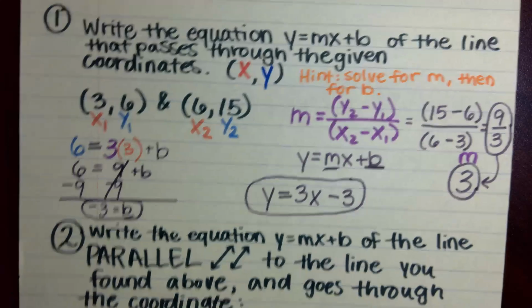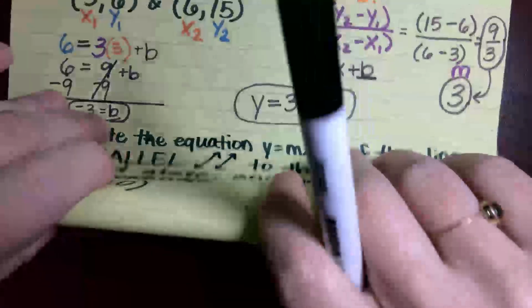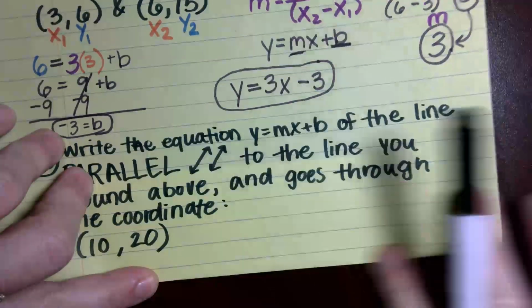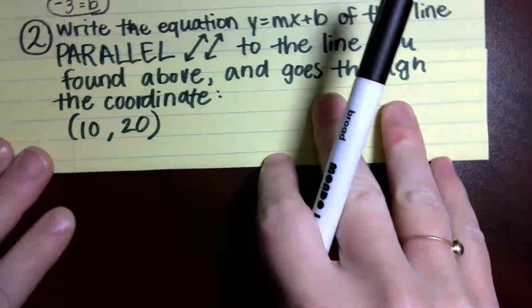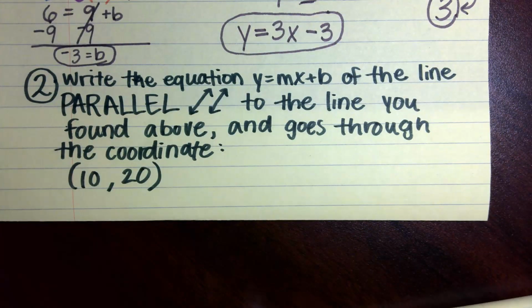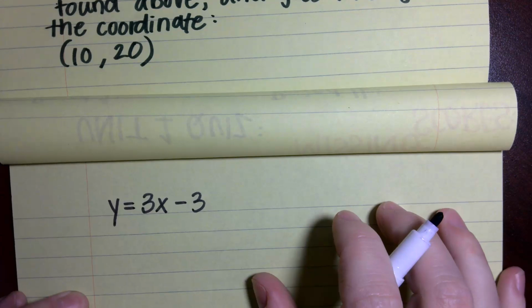Now, I did not give myself very much room to do my work, so I am going to just fold this over and attach another paper here. All right, so we found our equation. It was y equals 3x minus 3. I'm going to rewrite that. You can't see what I'm doing yet, but you'll see it here in a second. Y equals 3x minus 3.